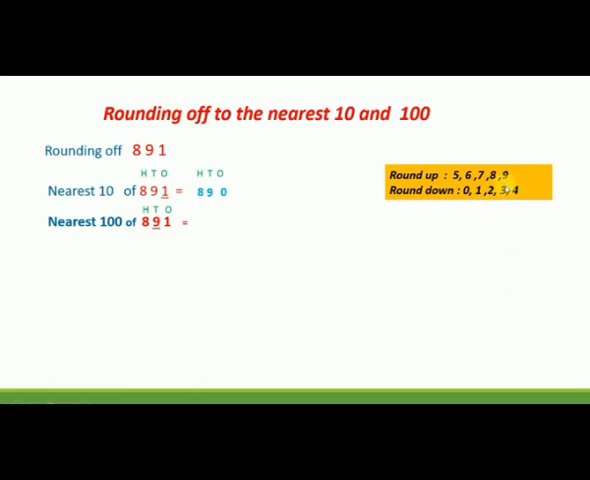Yes, number 9 is in the round up list. So we need to write the next 100. Okay, so here the ones and tens will become 0 and 0. And the hundreds will become 9, as we are rounding up.